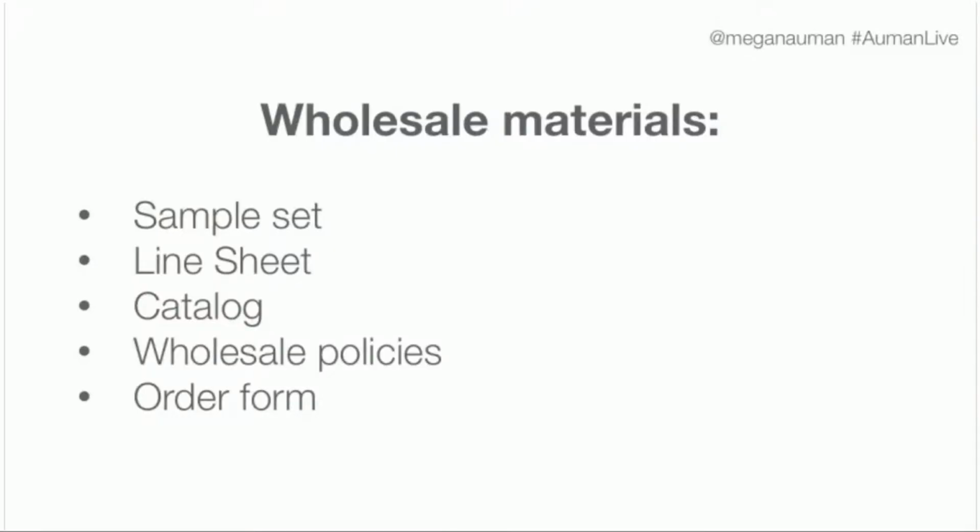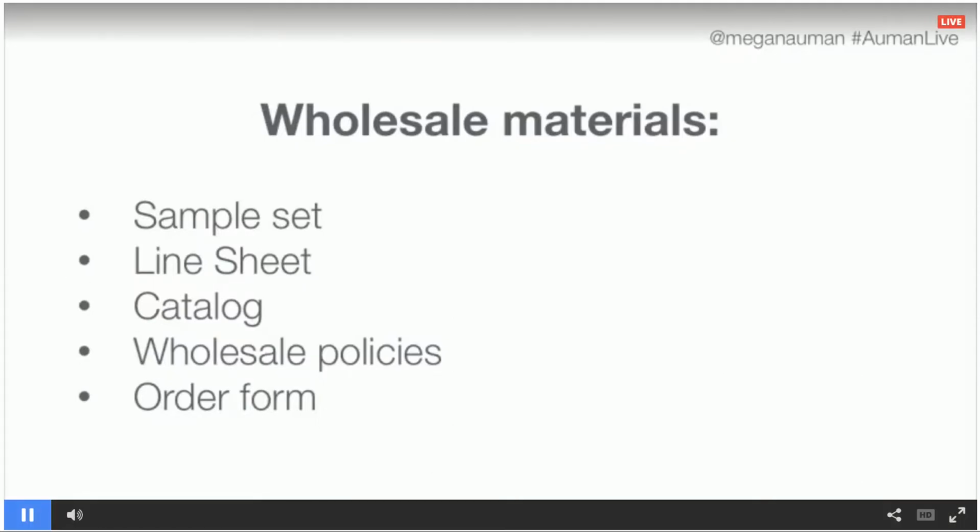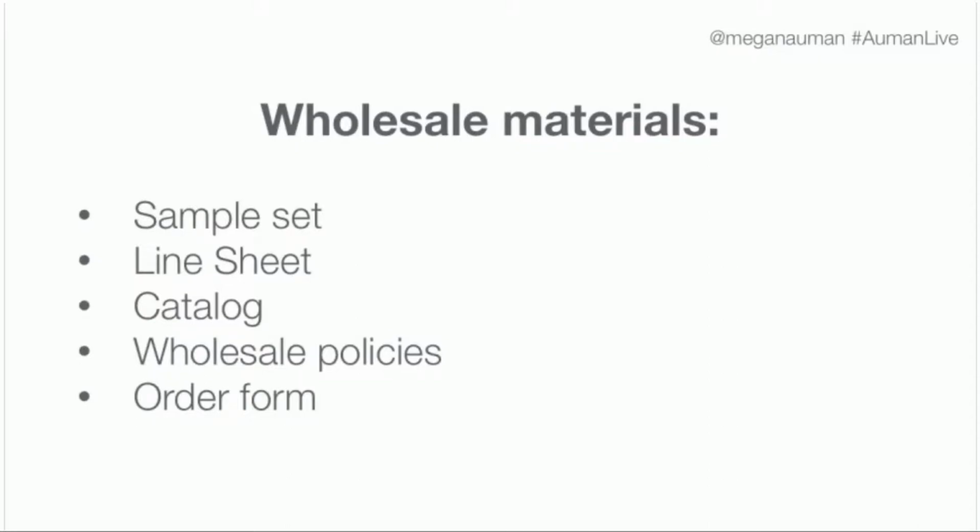So then we're going to need a line sheet or catalog, and we're going to go into super detail about the rest of these. So a line sheet or catalog, we're going to have our wholesale policies, and they're going to go in a couple different places. And then you're going to need an order form or a system for writing orders. And we're going to break this all down.